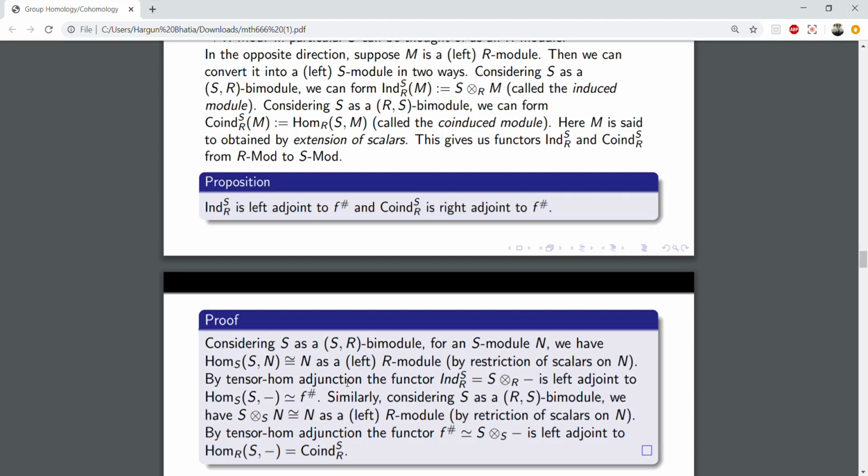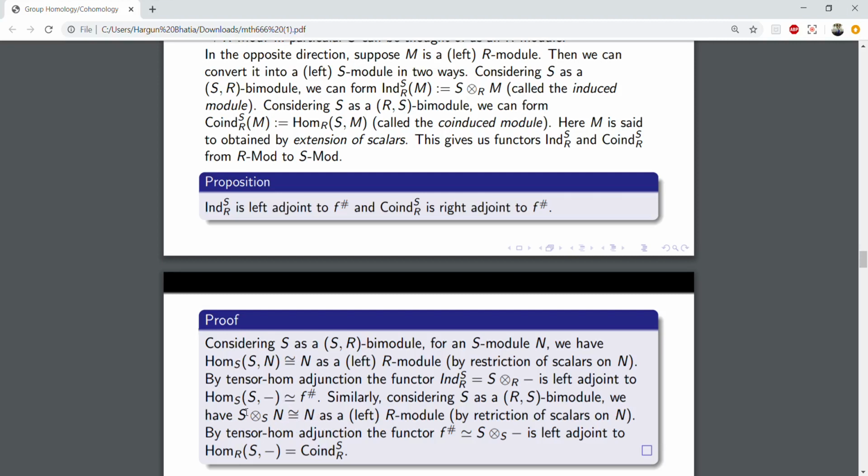For the second half, it's almost the same thing. By the tensor Hom adjunction, what is this left adjoint to the Hom_R(S, dash) functor? You see this is S tensor_S dash. Now this functor is again from S mod to R mod. If I take any S module N, then S tensor N is isomorphic to N as a left R module. So this functor is also another way of expressing the restriction of scalars functor.